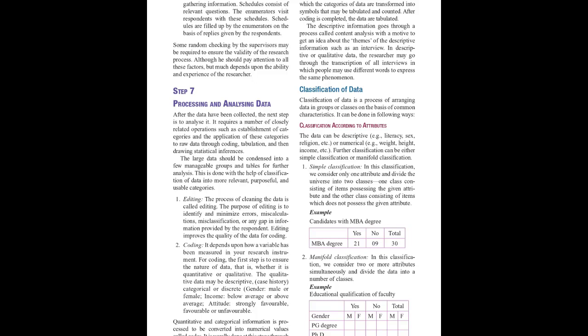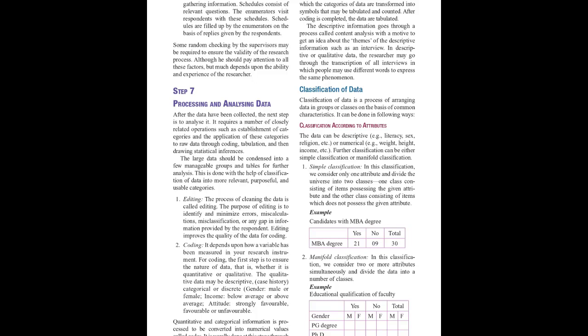The descriptive information goes through a process called content analysis with a motive to get an idea about the themes of the descriptive information, such as an interview. In descriptive or qualitative data, the researcher may go through the transcription of all interviews in which people may use different words to express the same phenomenon. Data in groups or classes on the basis of common characteristics. It can be done in following ways.